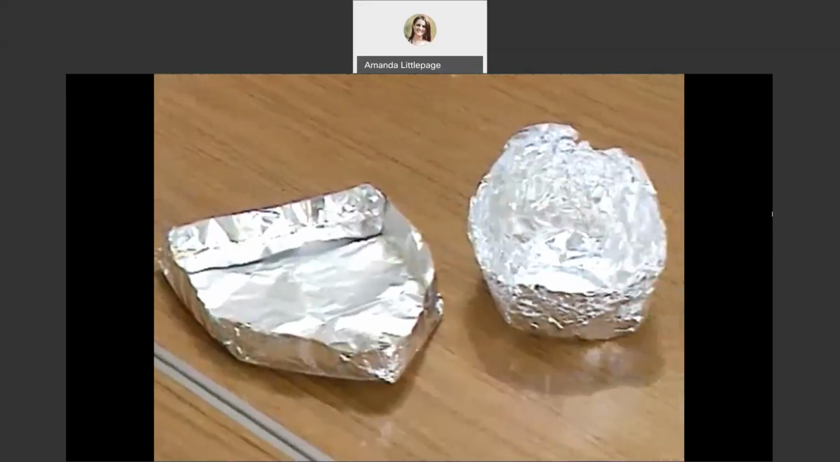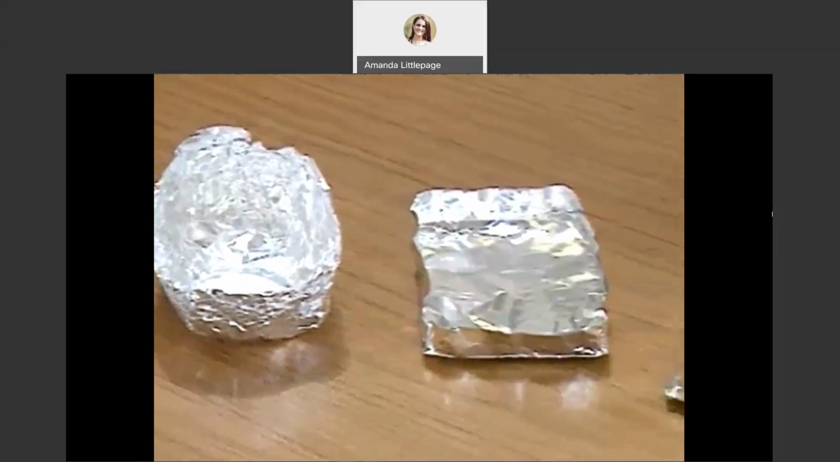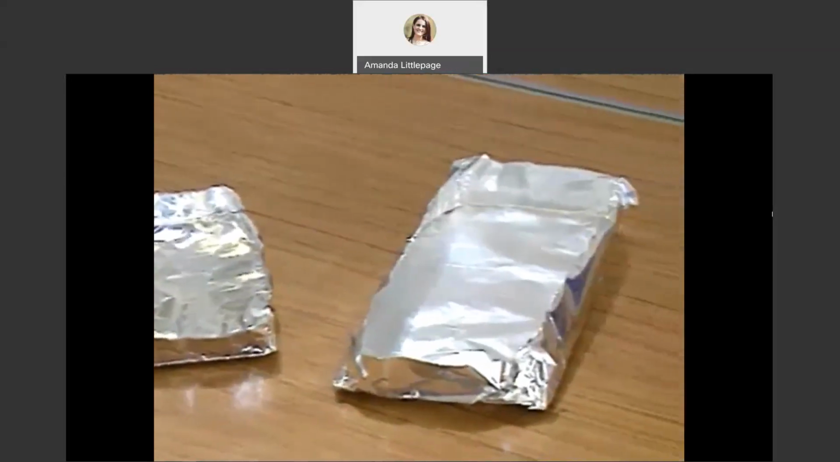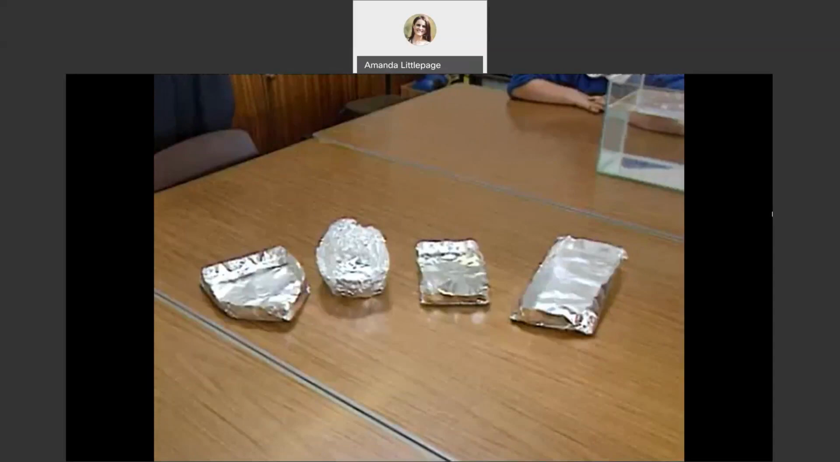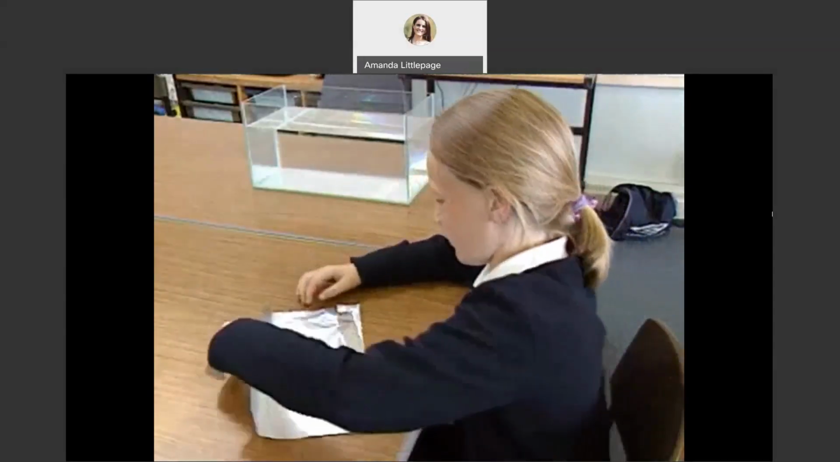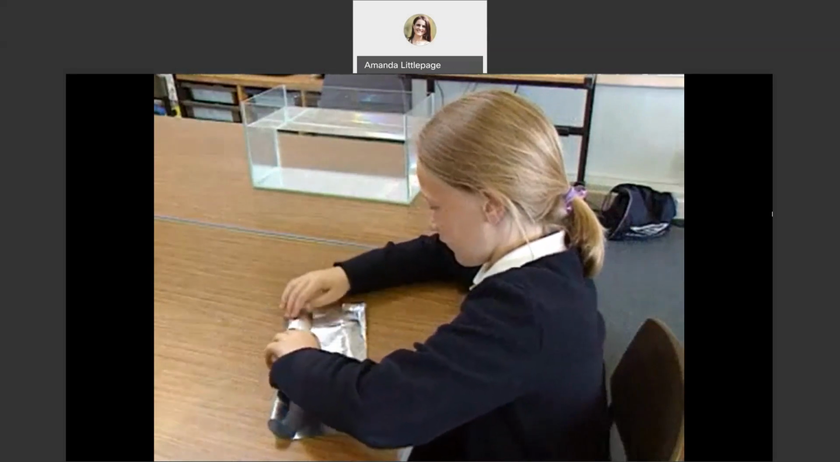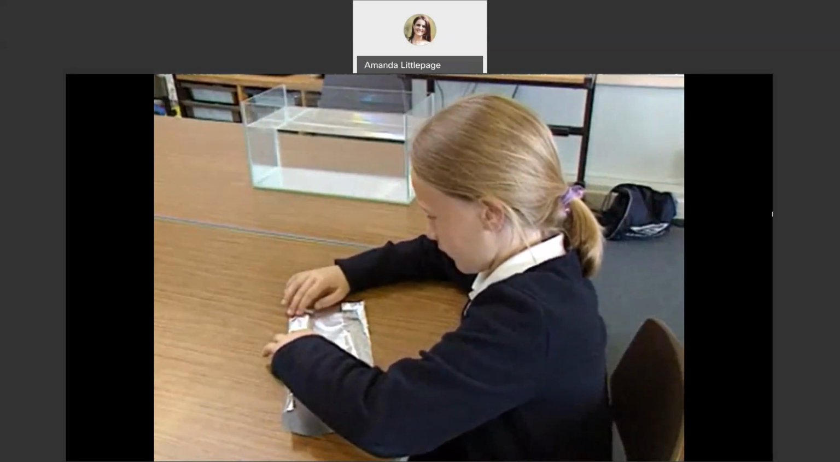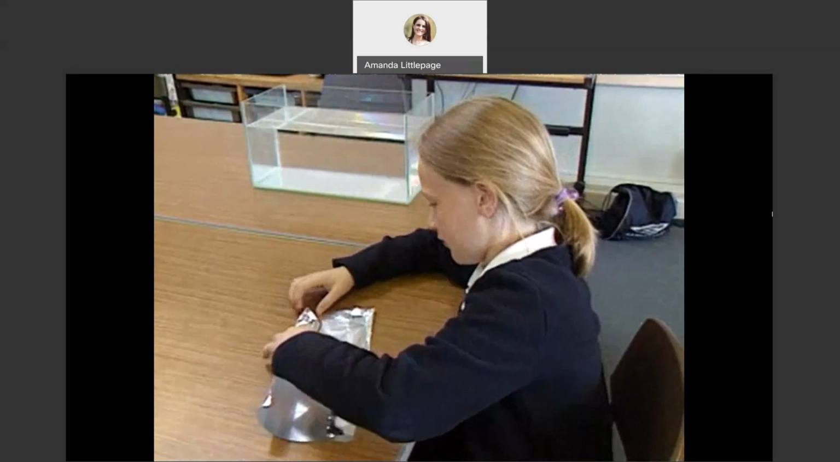In the classroom, we decided to experiment with boats made of aluminium foil. The question was, how much weight could the foil boats carry? They're all made out of exactly the same size and weight of foil, so does it matter if they're different shapes? What do you think's going to happen?